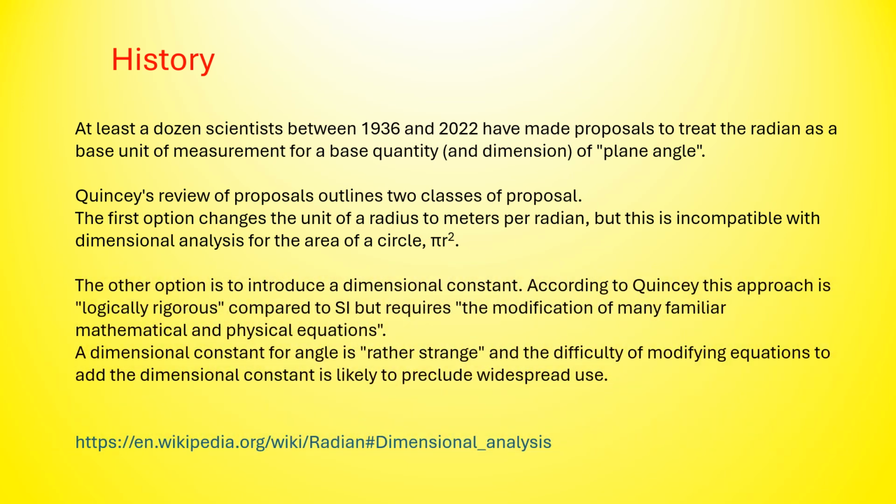The other option is to introduce a dimensional constant. According to Quincy, this approach is logically rigorous compared to SI but requires the modification of many familiar mathematical and physical equations. A dimensional constant for angle is rather strange, and the difficulty of modifying equations to add the dimensional constant is likely to preclude widespread use.